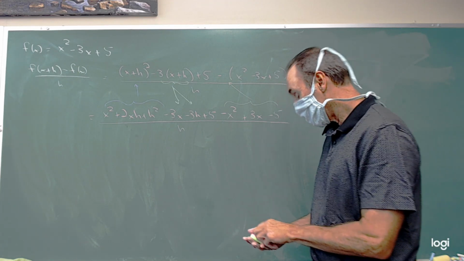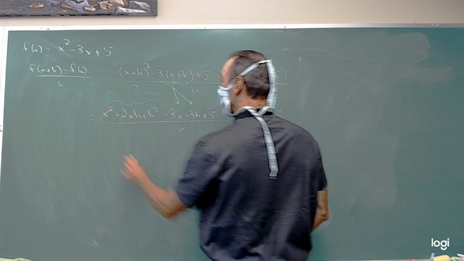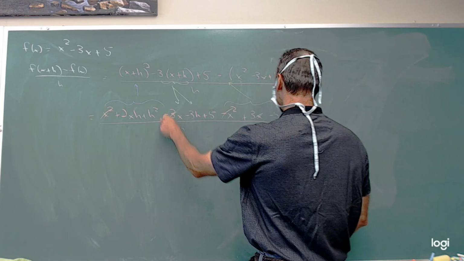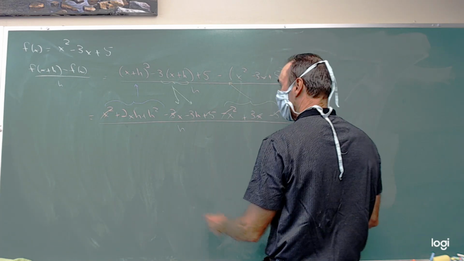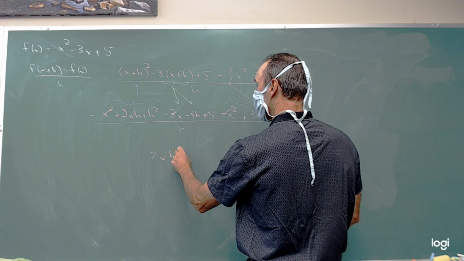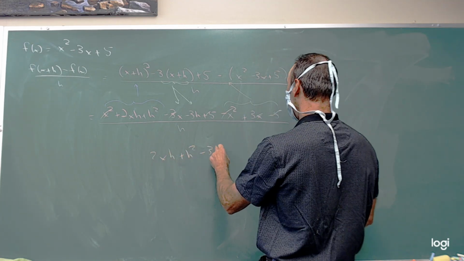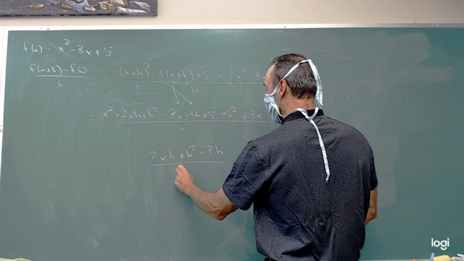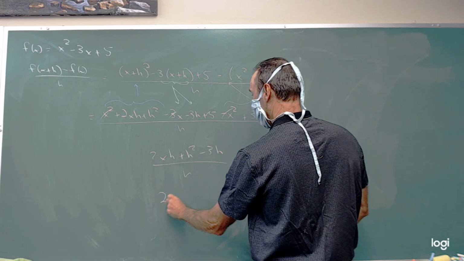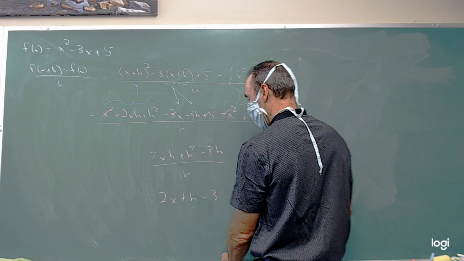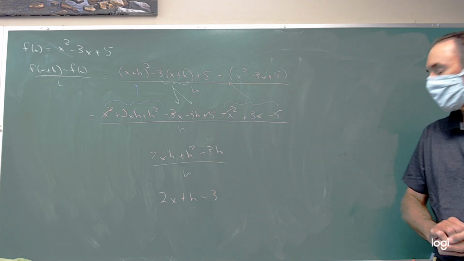See if I can do this real quick. x squared, 3x, 5. So we're going to get 2xh plus h squared minus 3h all over h. Factors cancel. So we're trying to get to 2x plus h minus 3.